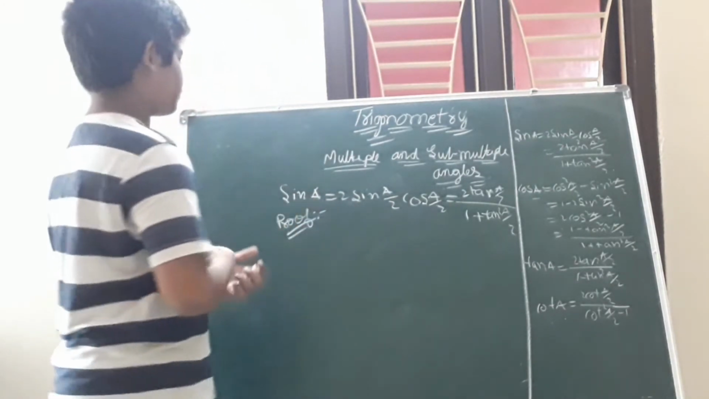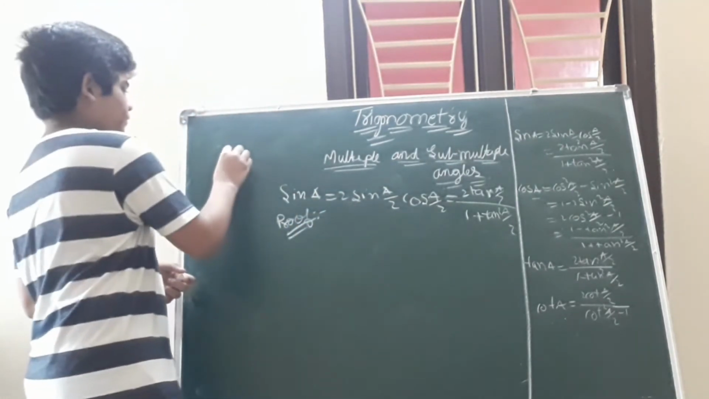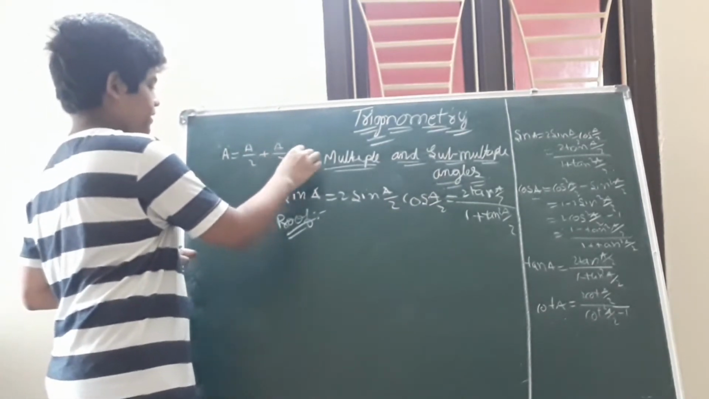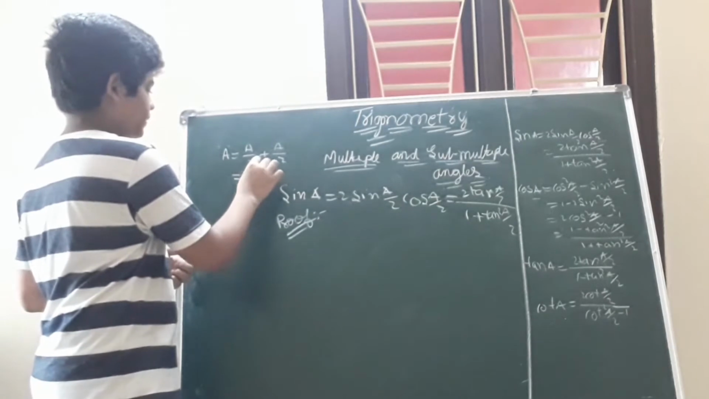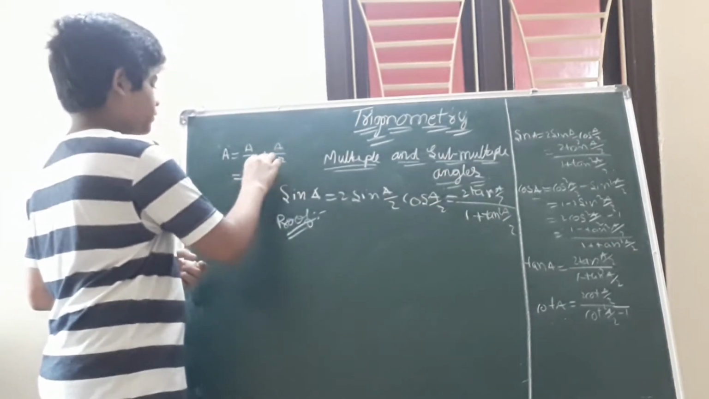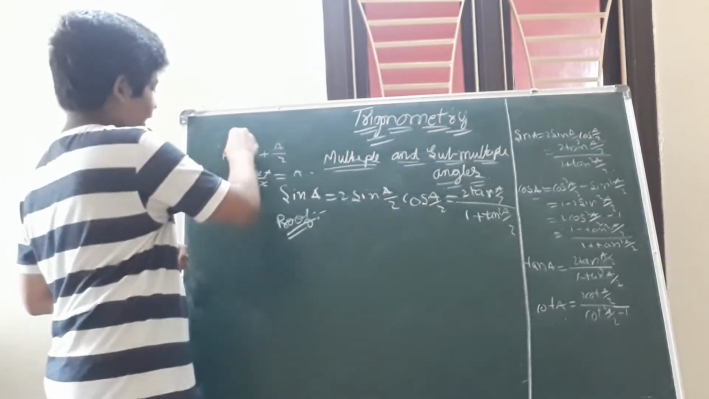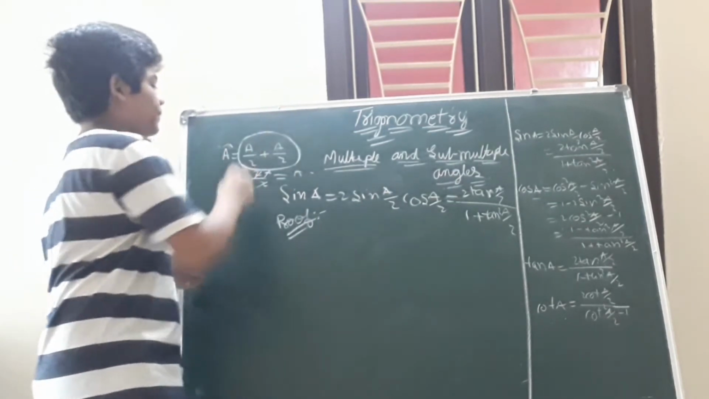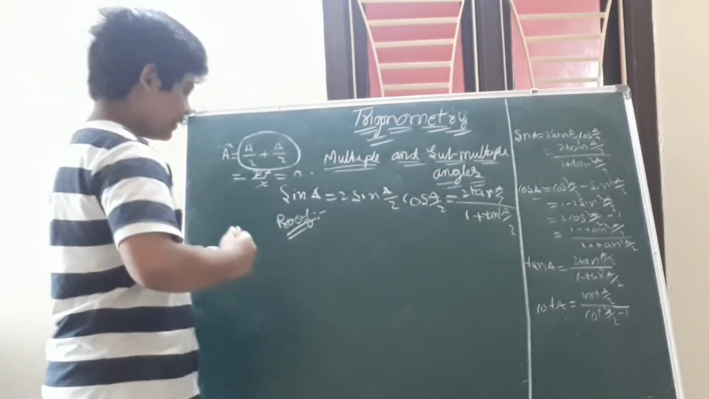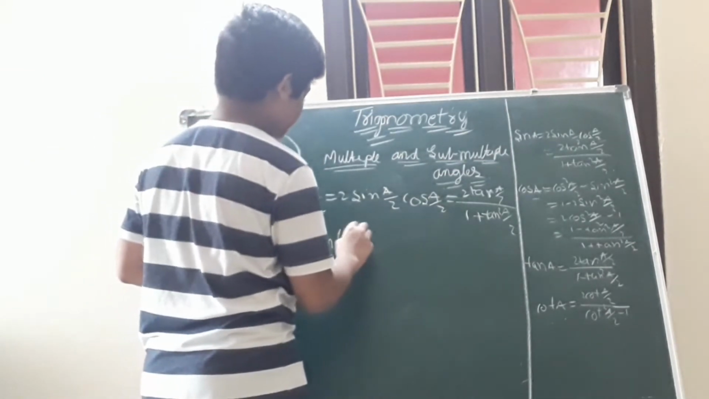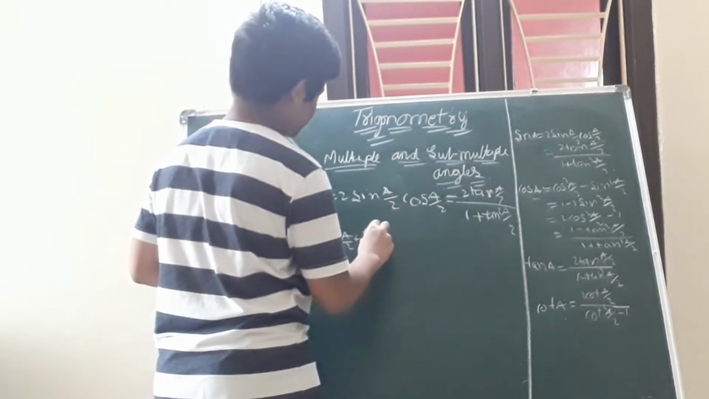So I am going to take A by 2 plus A by 2 in the place of A. So if we add, it becomes 2A by 2, the 2 cancels, and again the answer is A. So since the value doesn't change, I am taking A by 2 plus A by 2 in the place of A. So it becomes sin of A by 2 plus A by 2.